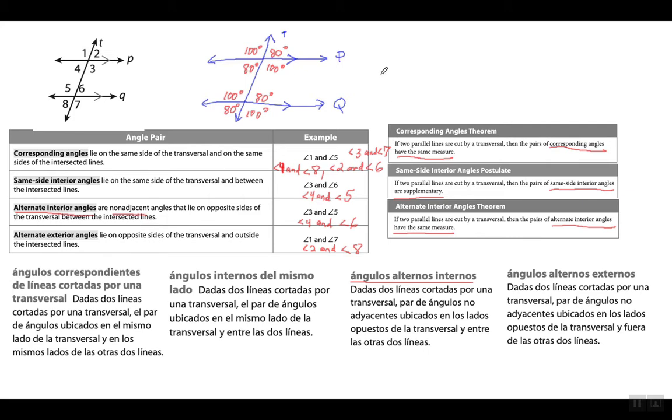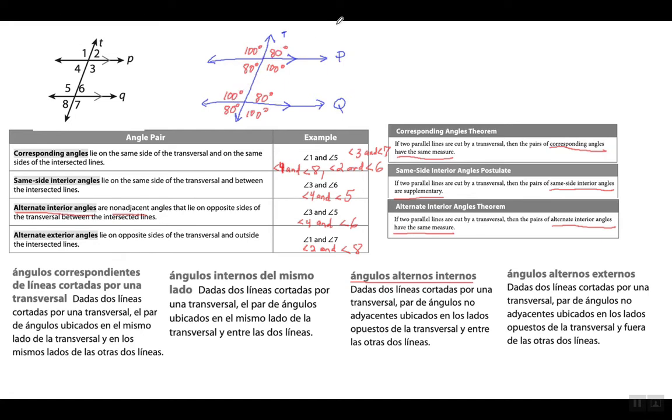Okay, so just to repeat that in Spanish real quick. Ángulos alternos externos. Dadas dos líneas cortadas por una transversal, par de ángulos no adyacentes ubicados en los lados opuestos de la transversal y fuera de las otras dos líneas. Y la relación que existe entre esos ángulos es que tienen la misma medida. Alternate exterior angles, if you look at my diagram, they have to have the same measure.